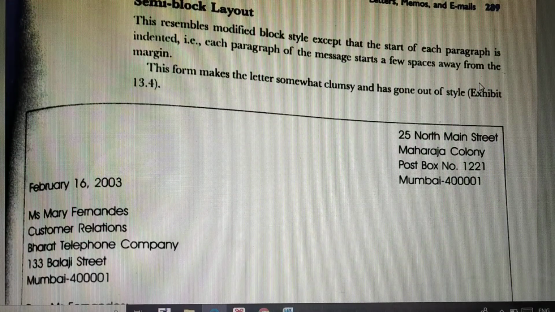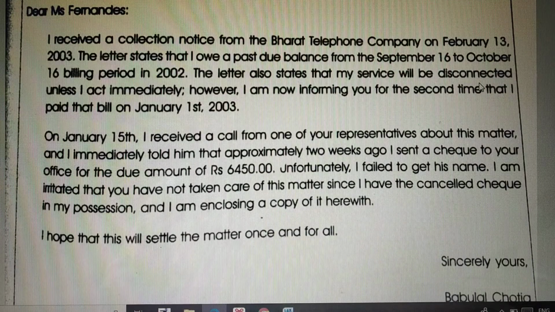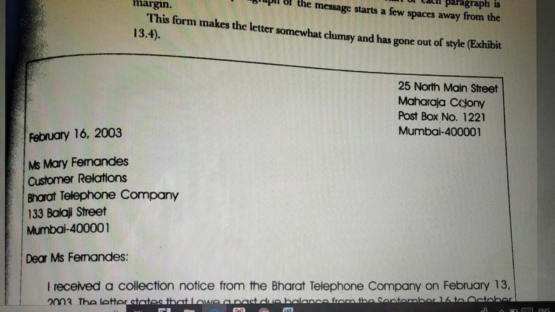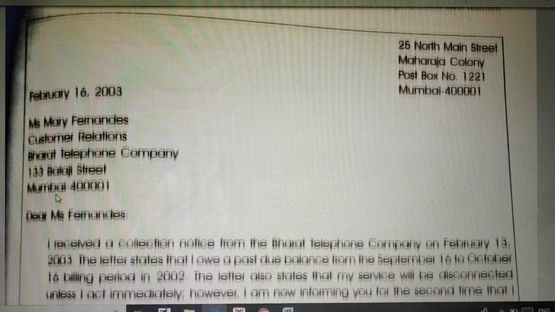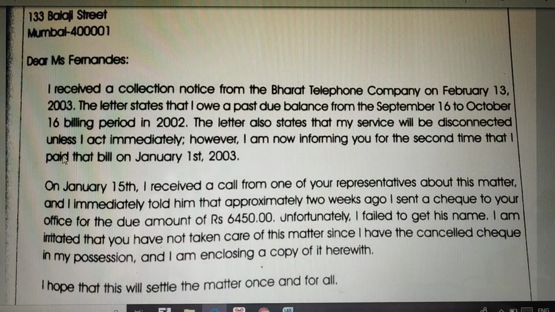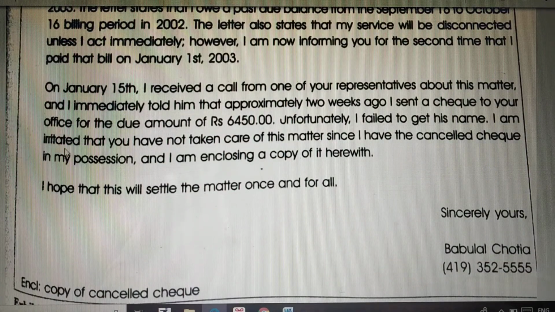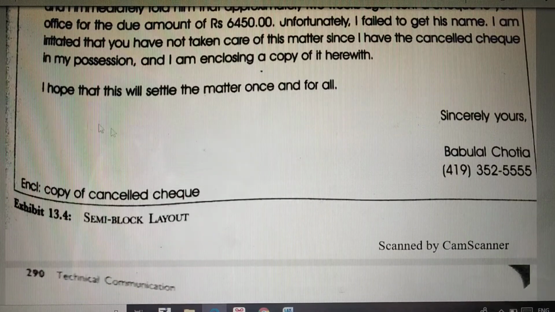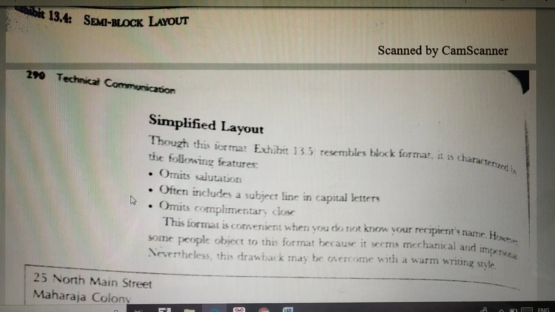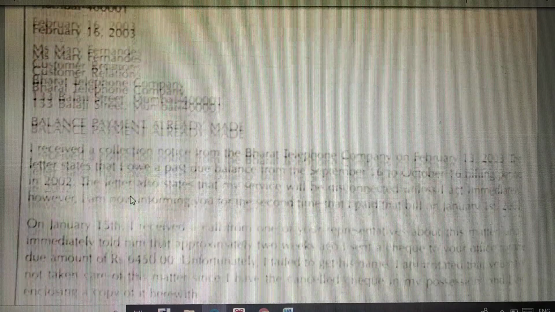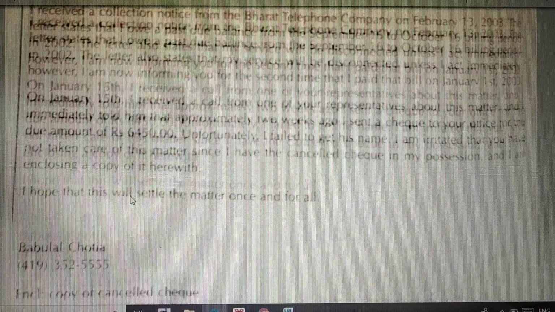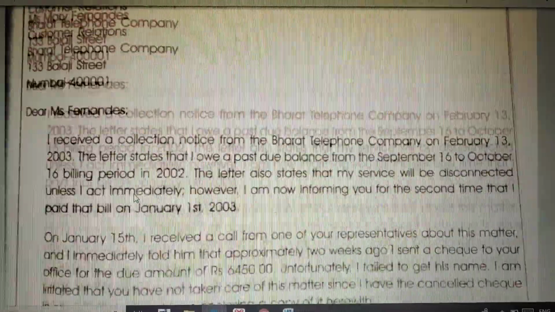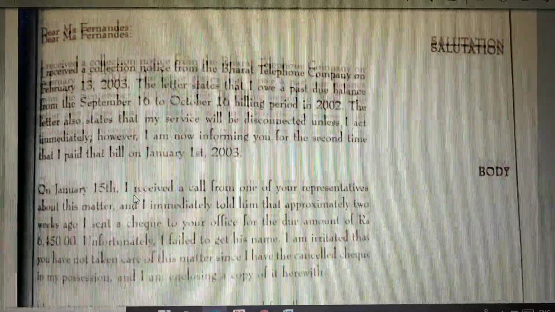Now semi block layout, this is mostly used in India. What happens here: sender's address to the right side, date and receiver's address to the left side, salutation to the left side, main body is divided into 3 parts with justified alignment, complementary clause is to the right side, and enclosure is to the left side. Now the next part is simplified layout. Simplified layout, everything is on one side like block format, and with this we may say that there are 4 types of layout.